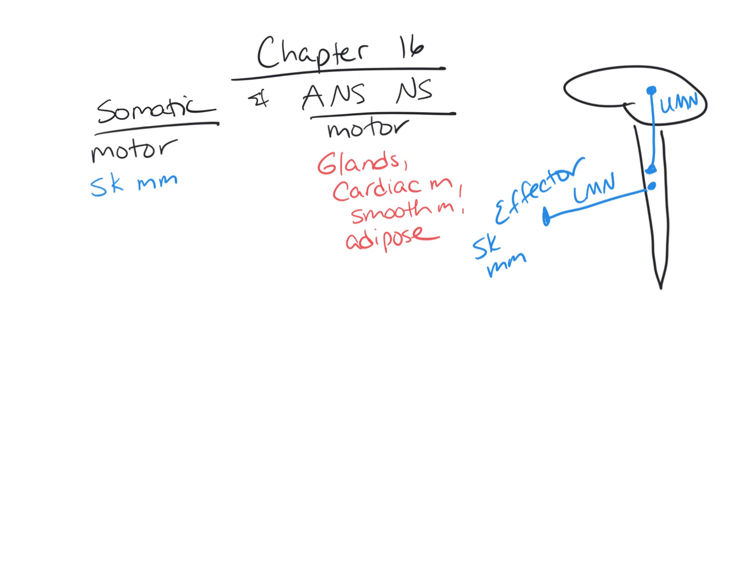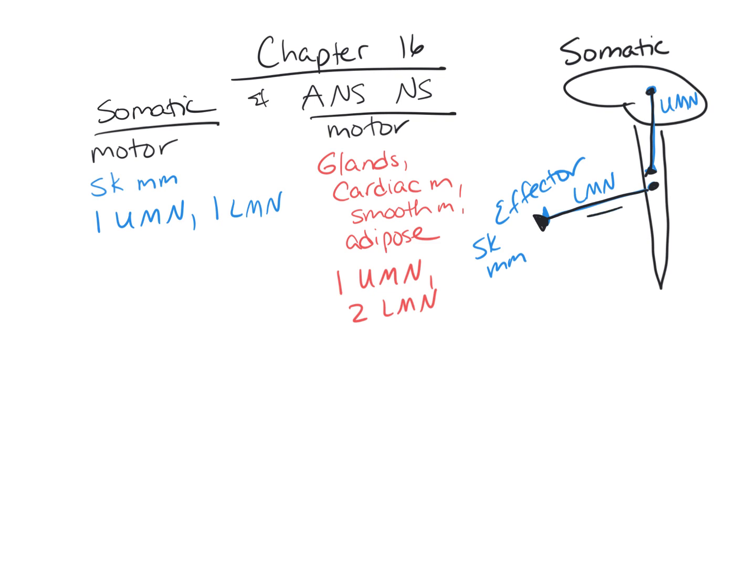With the somatic nervous system, there is one upper motor neuron and one lower motor neuron. For the autonomic nervous system, there is one upper motor neuron and there are two lower motor neurons. So if we look at this picture that I drew over here, this would be your somatic nervous system. There is one upper motor neuron, and that synapses onto a lower motor neuron, and that lower motor neuron sends action potentials to the effector, and the effector is skeletal muscle.